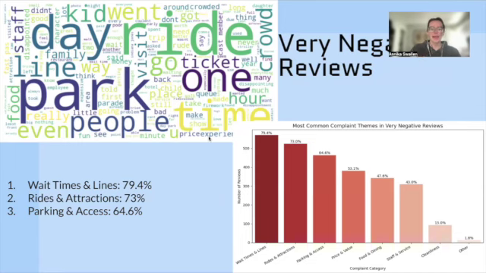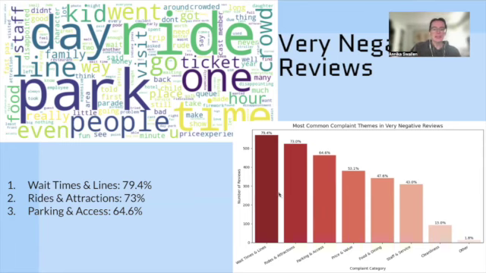So what I did was I categorized this into 7 different categories. So I looked at wait times and lines, rides and attractions, parking and access, price and value, food and dining, self-service, cleanliness, and then other. So this analysis groups the reviews into each of these categories. A review can hit multiple categories. That's no issue. So this isn't going to add up to 100%. It's just looking at out of all of our negative reviews, how many fit into each bucket.